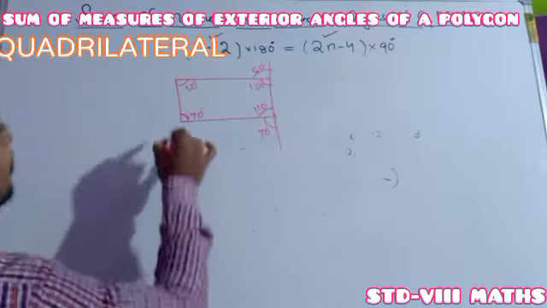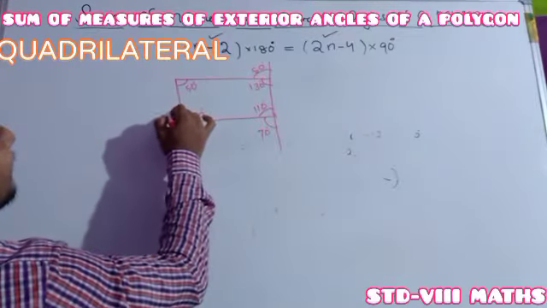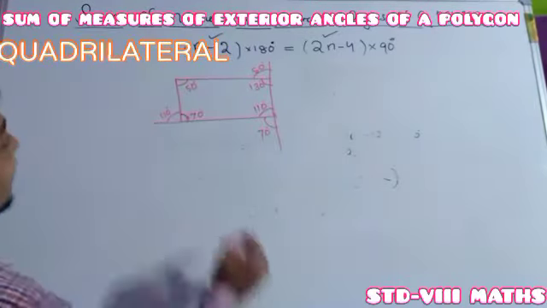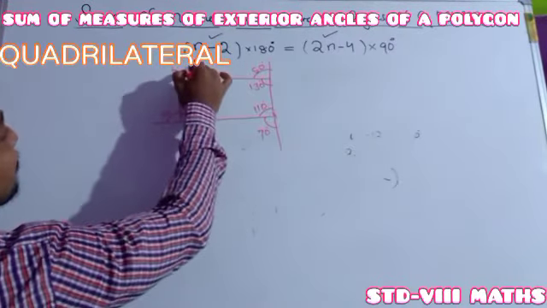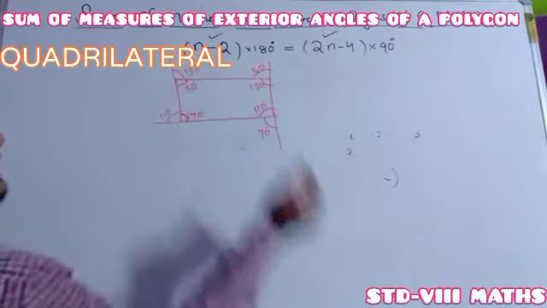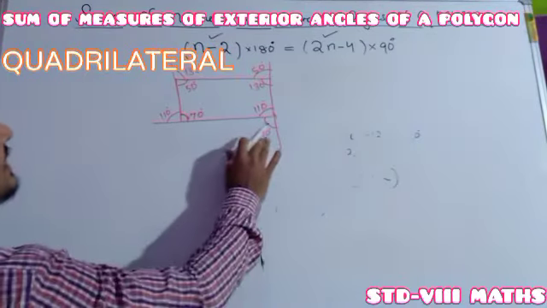Ready? Suppose this one is 70, which means this one should be 110 degrees. This one is 50 degrees, which means this angle is 130 degrees. So here I want to check the sum of the exterior angles.